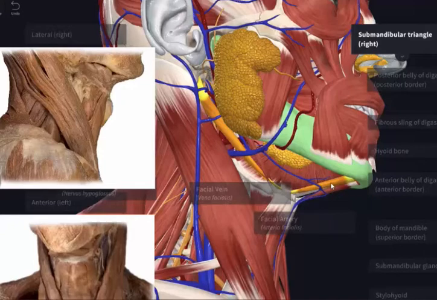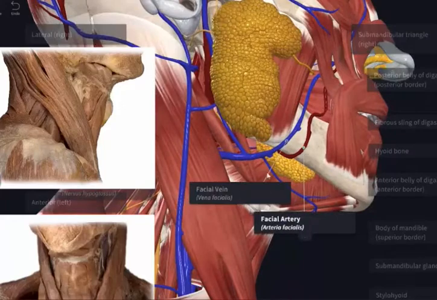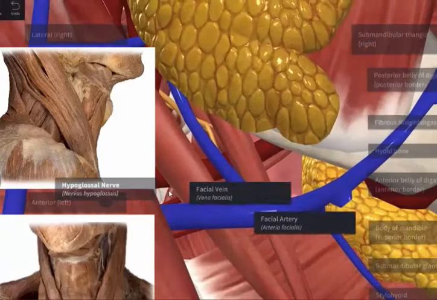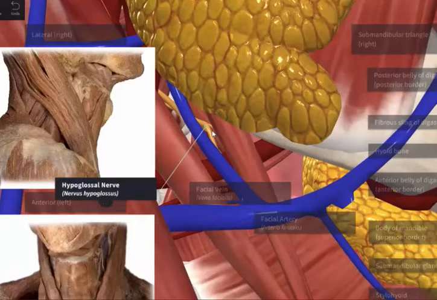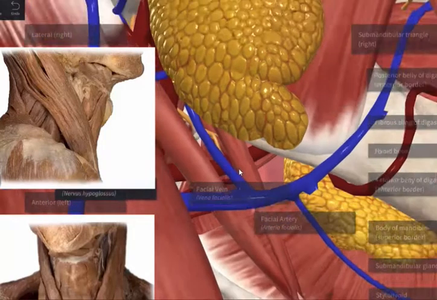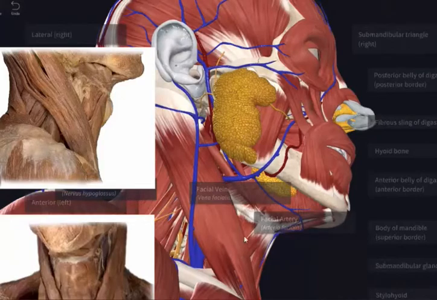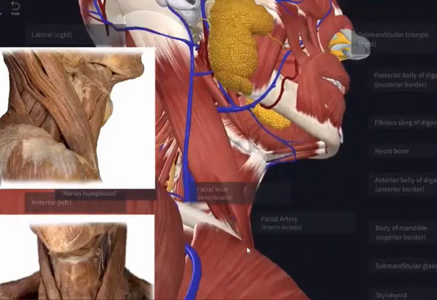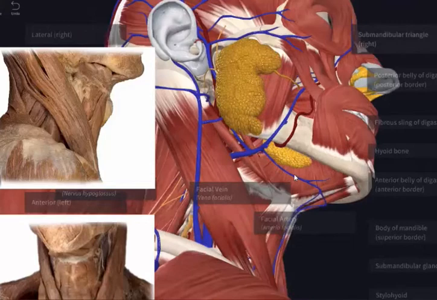So what else do we find in here? The contents of the submandibular triangle are going to be your submandibular gland, your facial artery, your facial vein, your hypoglossal nerve, which you can see poking out back there, and a couple of lymph nodes, which I have hidden from view just to keep the image as unmessy as possible. The roof of this triangle would be formed by the investing layer of deep cervical fascia, and the deep boundary, or floor, will be formed by the mylohyoid and the hyoglossus muscles.